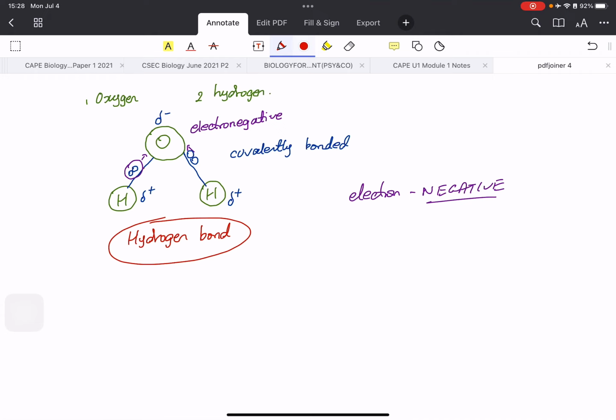And just for a bonus tip here, that angle between the 2 hydrogen bonds there is actually approximately 120, sorry, why am I saying 120? 105 degrees.